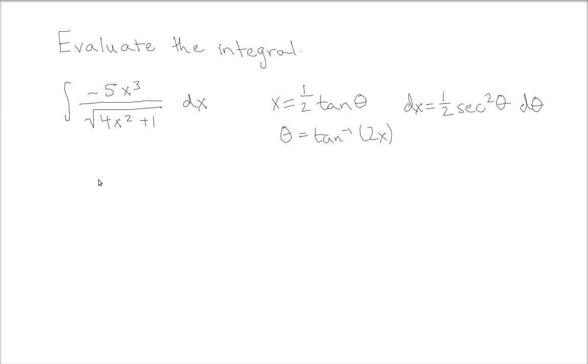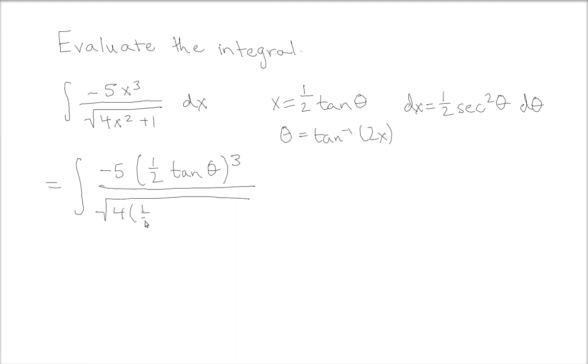So let's go ahead and substitute into our original integral. We're going to keep the negative 5 up here, and x is 1/2 tangent theta cubed. This is over the square root of 4x, so 1/2 tangent theta squared plus 1, and times dx, and dx is 1/2 secant squared theta d theta. So now let's simplify this expression a little bit.